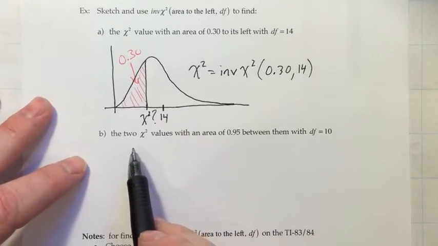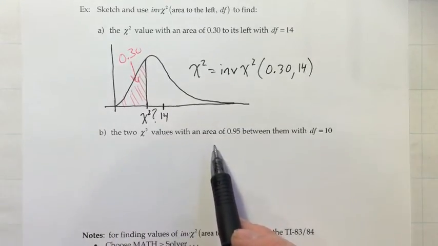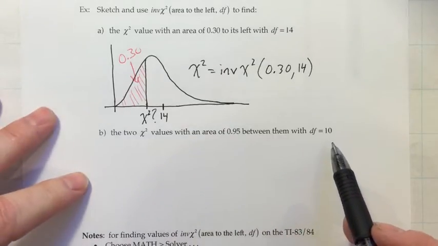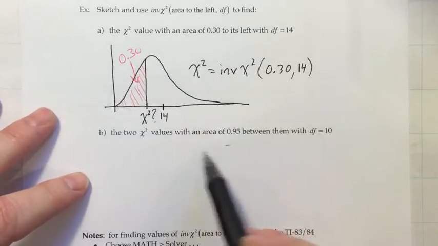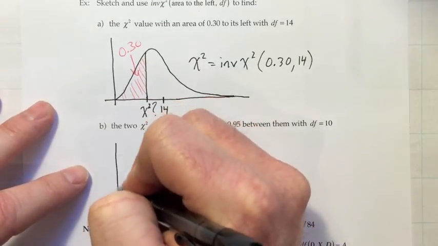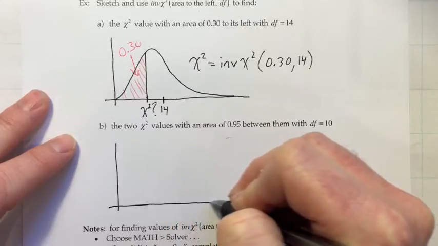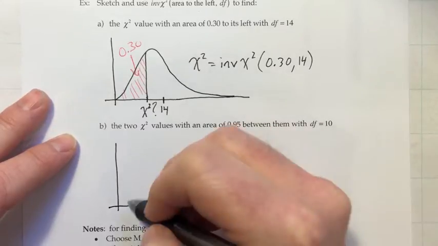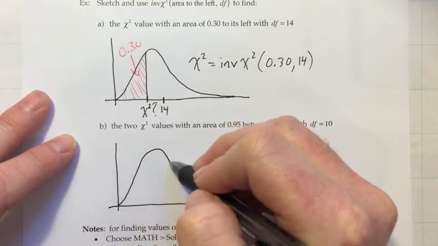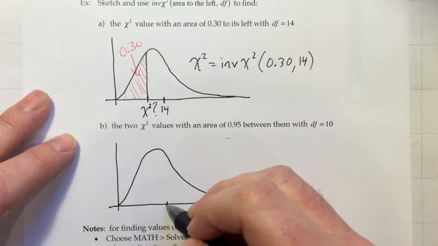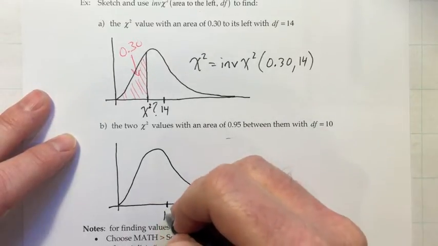So find the two chi-squared values that have an area of 0.95 in the middle with a df of 10. If you think about this idea of a middle area, that's what we usually are working with in confidence intervals. So this is probably going to be an important one for us as we go forward. So I'll draw that right skewed. I'll drop down from the peak, move a little bit to the right. That should be the df, which should be 10.